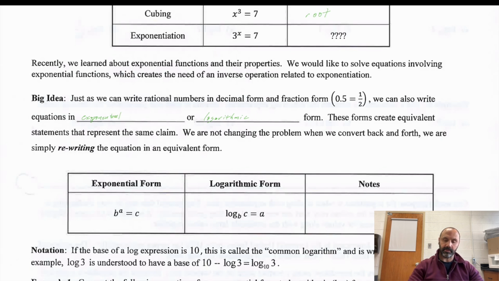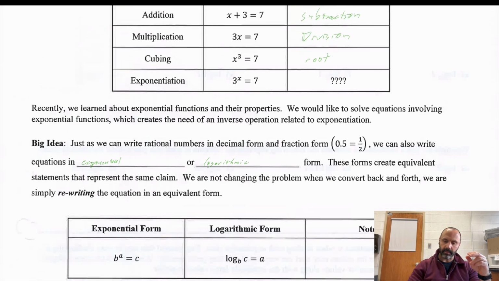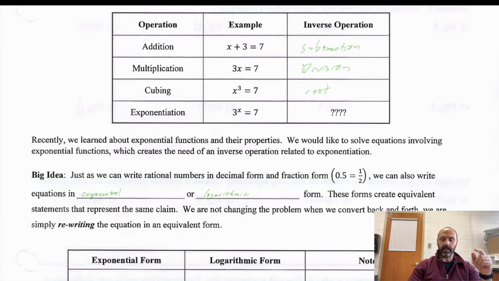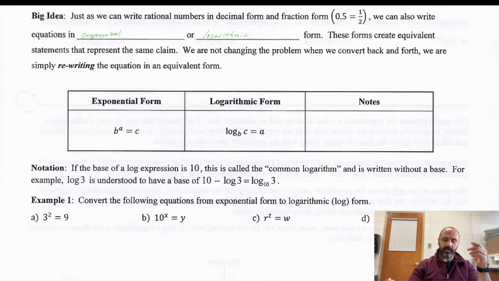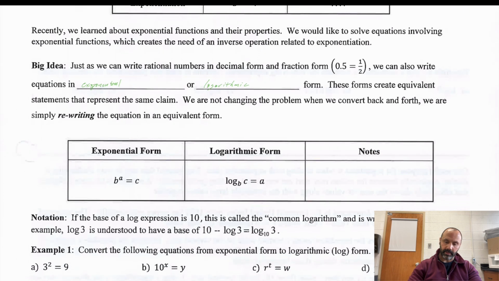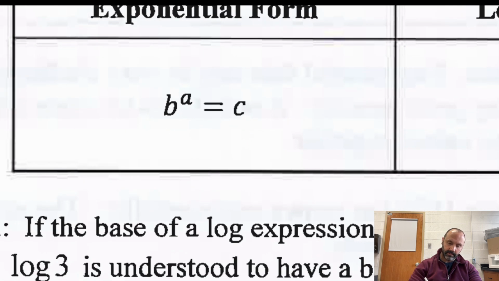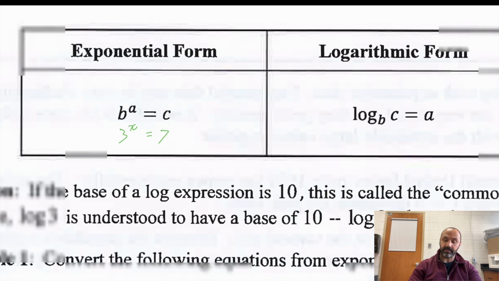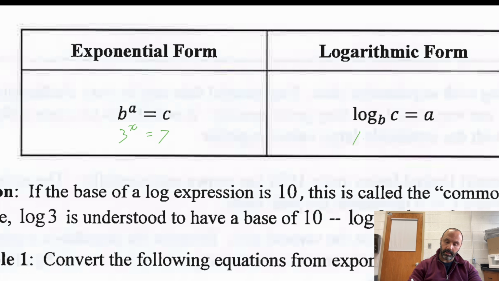It's a way of rewriting from one form to another form. It would kind of be like writing x plus 3 equals 7 as x equals 7 minus 3. Means the same thing, although then you simplify. The exponential form, for example, would be b to the a equals c, so 3 to the x equals 7. And then the logarithmic form is log base b of c equals a, so that would be log base 3 of 7 equals x.